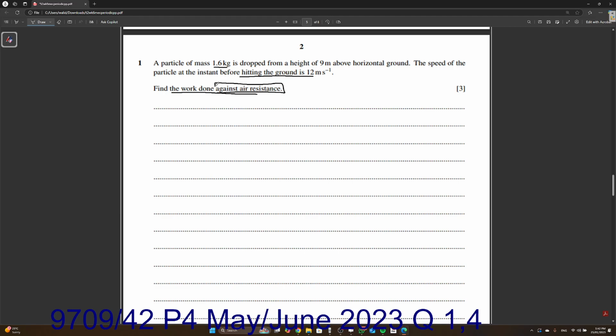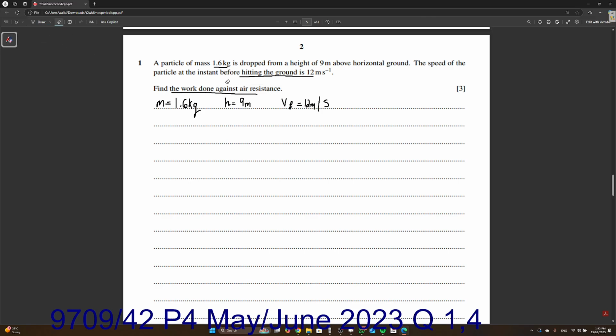Okay, so we have some air resistance. First thing I'm going to do is write my givens, and it's pretty simple. The mass is 1.6, h is 9 meters, velocity final is 12 meters per second. It's before hitting the ground, so we call it final. We want to find the work done against air resistance.